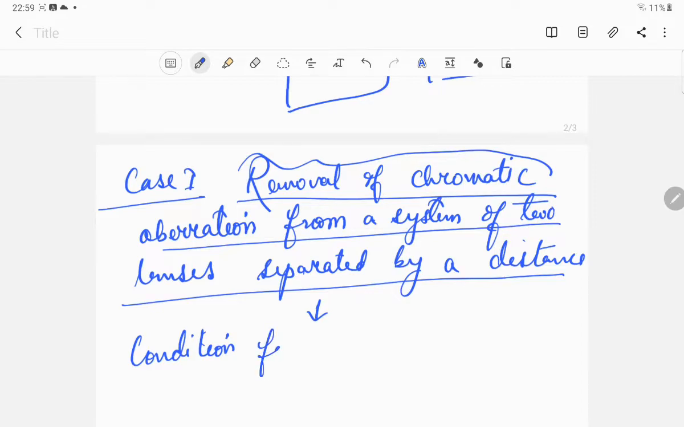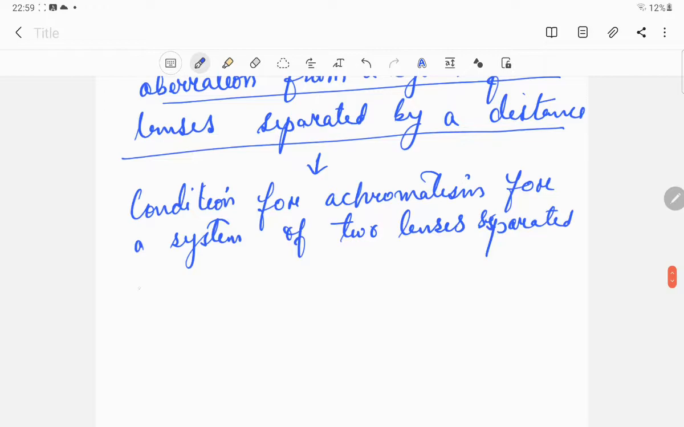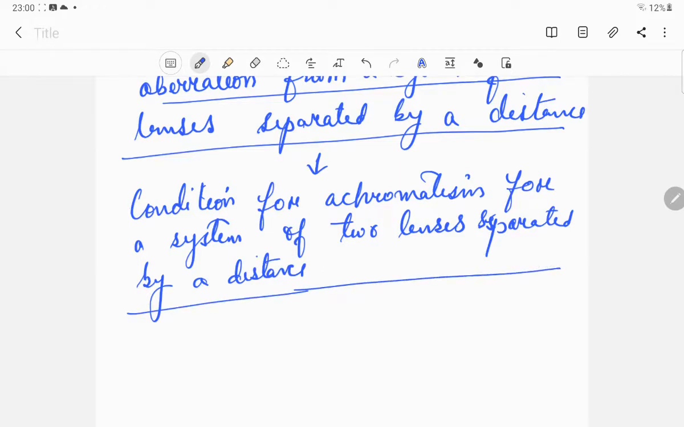So the condition for achromatism for a system of two lenses separated by a distance. Okay, so that is one thing. Let us just stop here. So these are the things. So how to do that?